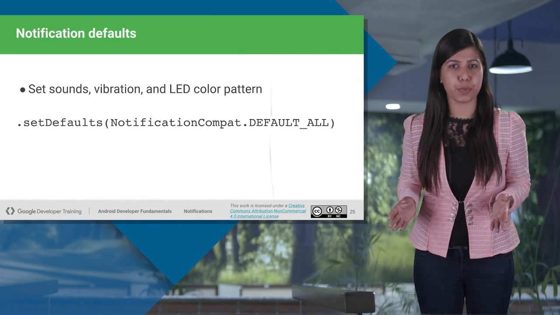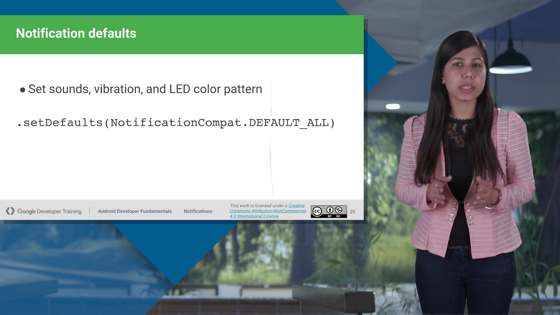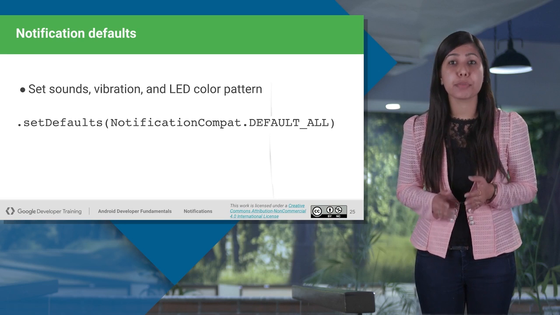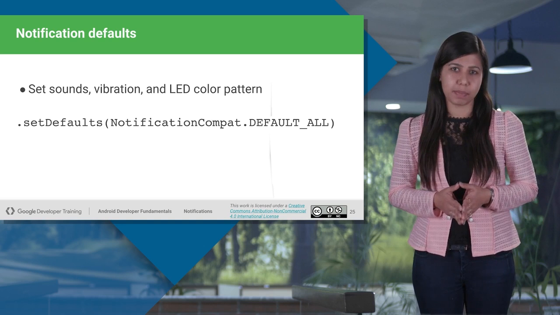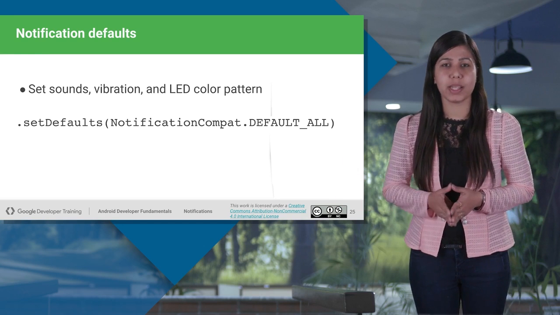To set the notification properties that will be inherited from the system defaults, you can set it for system default sound. So, when notification that is noisy is more likely to be presented as a heads-up notification. And you can set it for default vibrate and for default light as well.